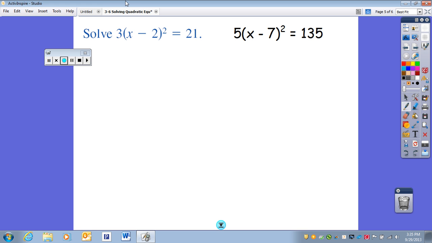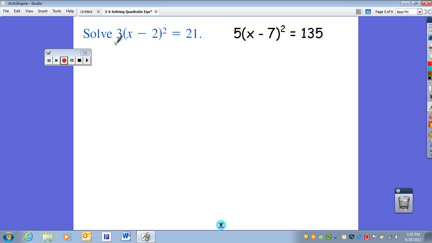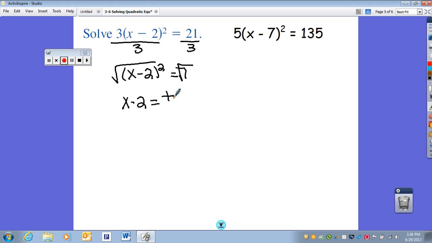In our next example, we have our 3 as a leading coefficient, and we want to get the x minus 2 quantity squared by itself, so we're going to divide both sides by 3. So we have the quantity x minus 2 squared is equal to 7, and so we are going to take the square root of both sides. So we have x minus 2 is equal to plus or minus the square root of 7. The square root of 7 can't be simplified, so we'll finish by adding 2 to both sides. So x then is equal to 2 plus or minus the square root of 7.